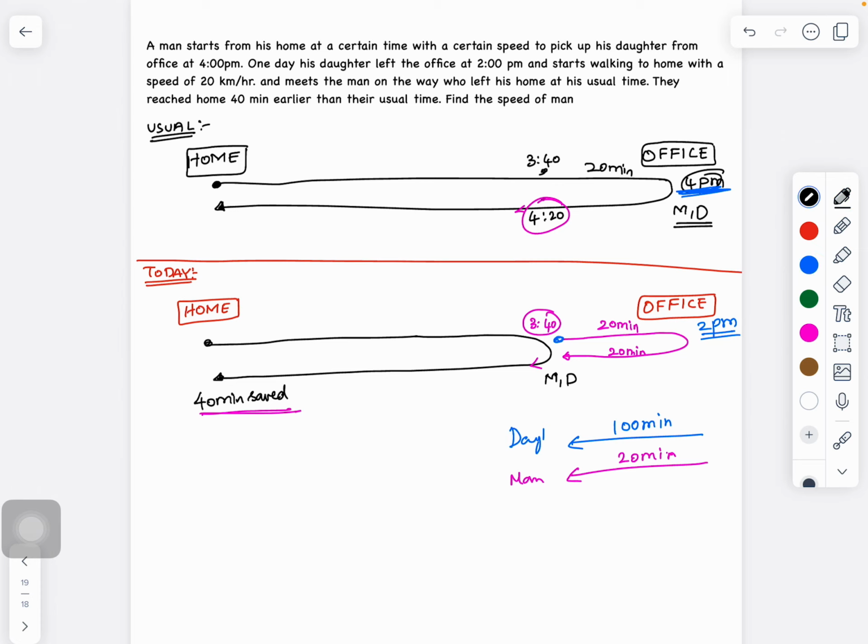So from this, what we can tell is, to travel the same distance, the time taken by the daughter to time taken by the man are in the ratio of 5:1. Therefore, we can say that for the same distance, speed and time are inversely proportional. So speed of the daughter to speed of the man will be in 1:5 ratio. Speed of the daughter is 20 kilometers per hour. Therefore, speed of the man has to be 100 kilometers per hour. That is the answer for this question.